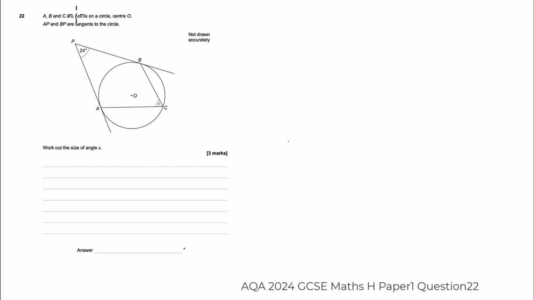So here we have question 22, and we're given a diagram of a circle. We're told A, B and C lie on that circle. We're told the circle has centre O, and we're told that AP, this line here, is a tangent to that circle, and that BP, this line up here, is also a tangent to the circle. And we have to work out the size of this angle X. And we're told it's not drawn accurately, so we certainly aren't going to measure this with a protractor.